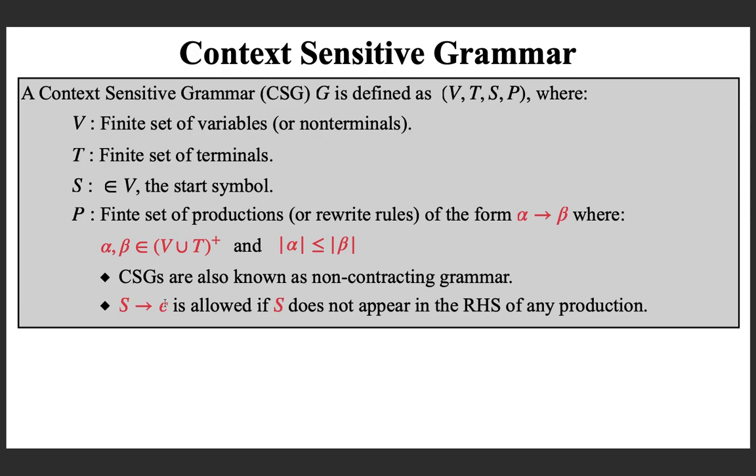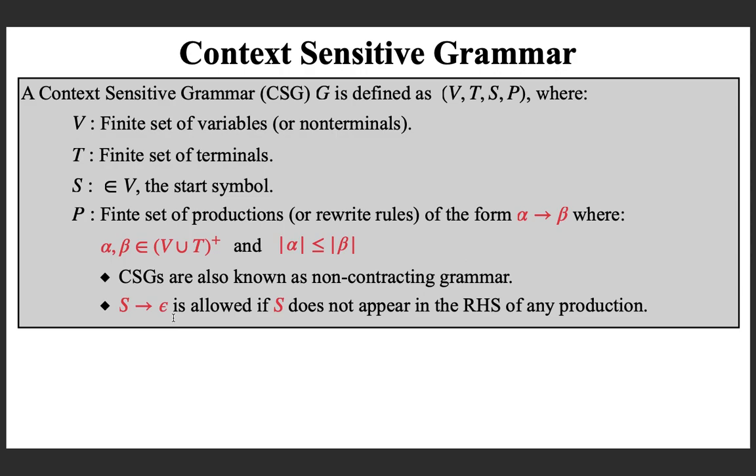And S going to epsilon is allowed as a special case. Note that in general epsilon is not allowed, but for the start symbol it is allowed, provided capital S is not appearing in the RHS of any production, because then this condition will be violated. If S is not appearing in the RHS of a production, then S going to epsilon is allowed. So that is the formal definition of context sensitive grammars.